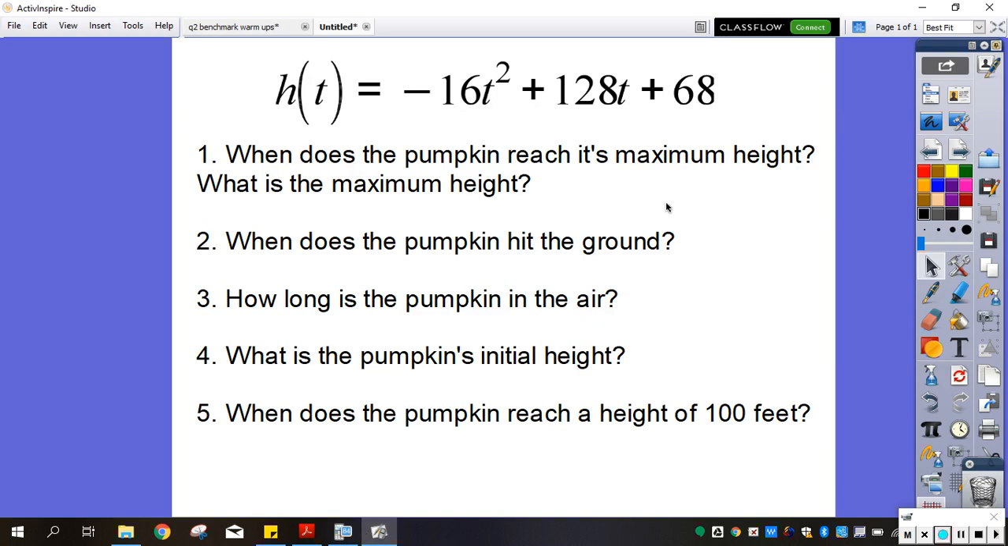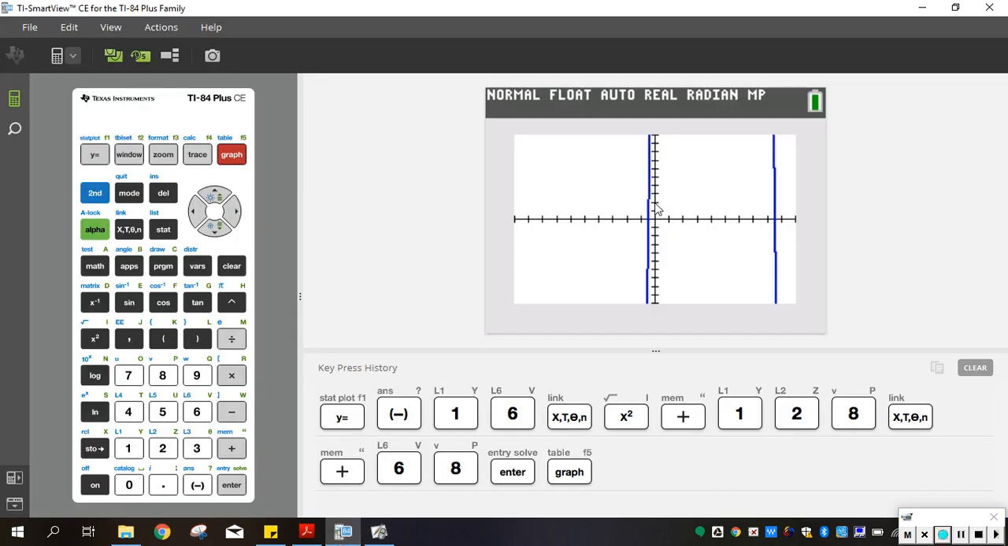Now if you look at the equation, the initial height was 68 and the initial speed is 128 feet per second. So after 1 second I've already added 128 feet to that 68, so that's almost 200 feet. So my y-axis needs to reflect that. I need to be at least at 68 because that's where the pumpkin was launched, but I need to be even higher than that to see my entire path of my pumpkin.